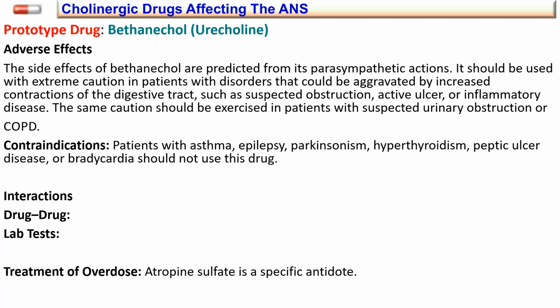Now, the treatment of overdose. Atropine sulfate is a specific antidote. If the patient develops toxicity to bethanechol, a cholinergic drug, then the anticholinergic drug atropine can be used as an antidote for bethanechol overdose. Sub-Q injection of atropine is preferred, except in an emergency, where the IV route may be used.